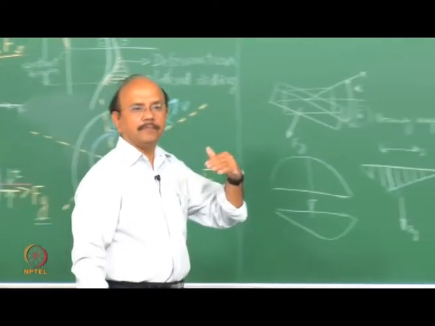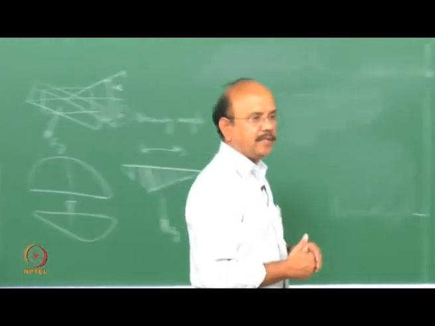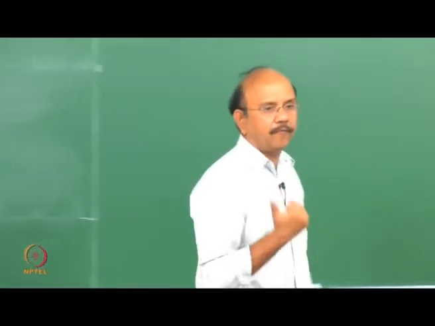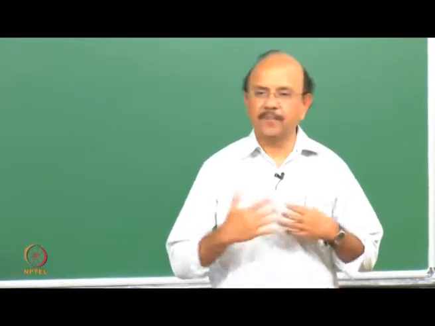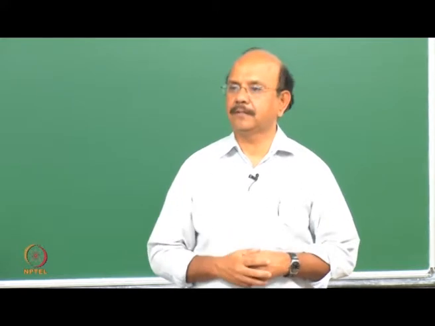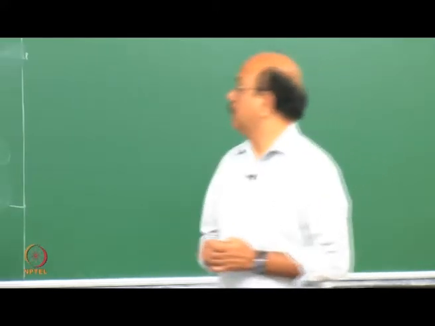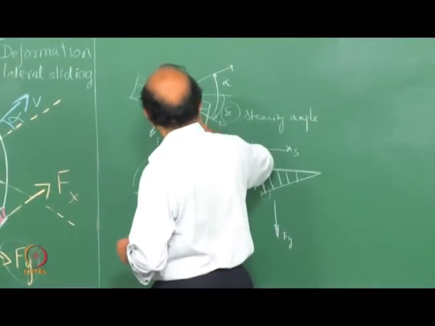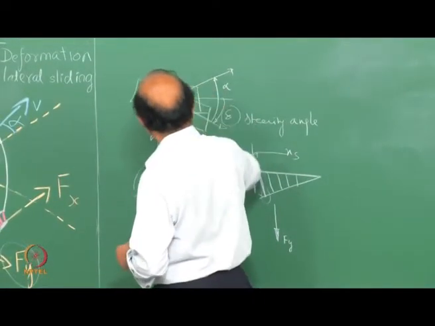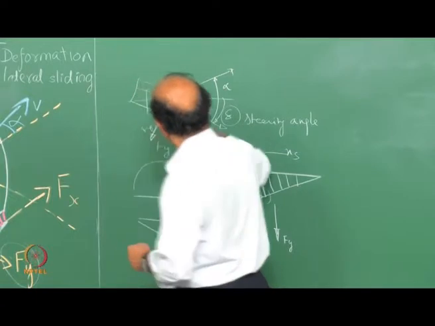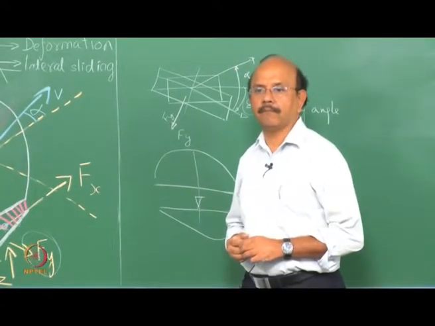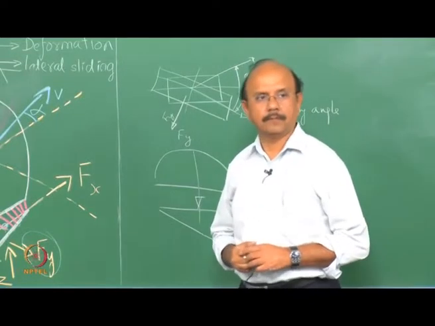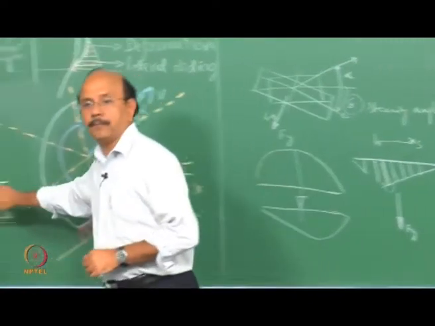Because of this unsymmetric distribution, I have an Fy which is not at the center. In other words, in this diagram, I can't draw it exactly at the center. If this were to be the center, that Fy will be displaced. Clear? So that's what happens here.